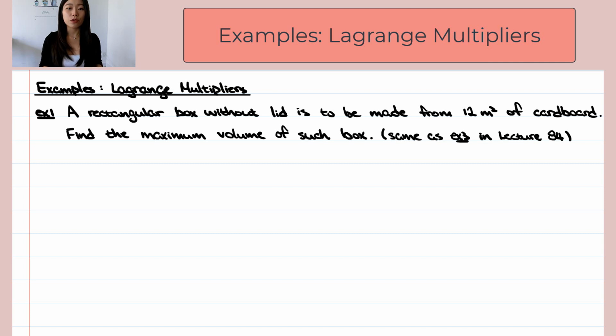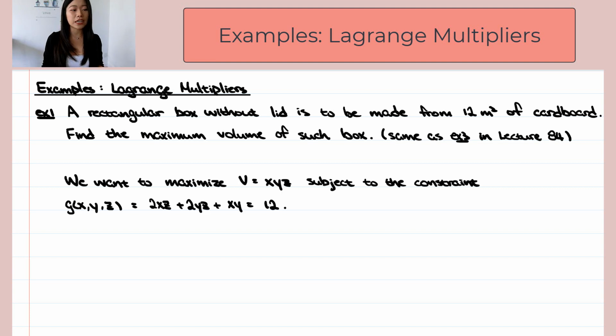Then what would be the function that we want to maximize and the constraint to the function? The function will simply be V equals xyz, and we'll leave it as a function of 3 variables. We are not going to substitute z back into this function. The constraint is that the surface area of the box is 12 meters squared. So here's the translation of the problem: we want to maximize the volume function V equals xyz, subject to the constraint g of x, y, z, which equals the surface area, 2xz plus 2yz plus xy. The surface area is a constant, so this constraint equals 12.